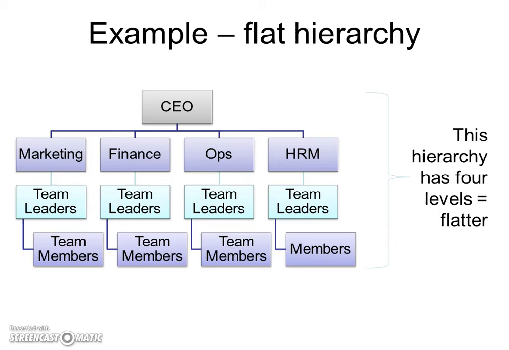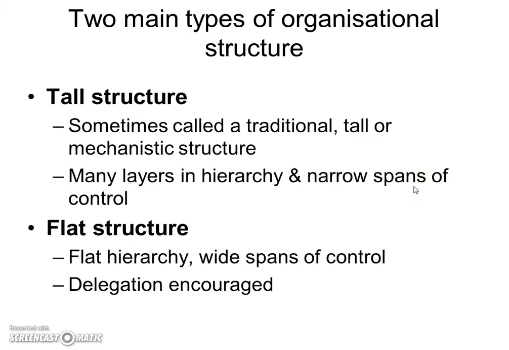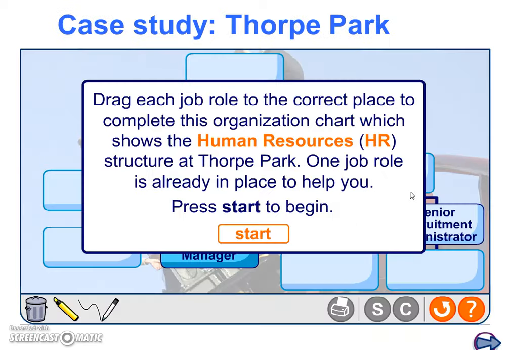Like here, for example, where there are fewer levels in the hierarchy, so faster communication, and maybe there's better cohesion between the top and the bottom, because the team members are not that far removed from the chief executive. You can read about that in your own time.